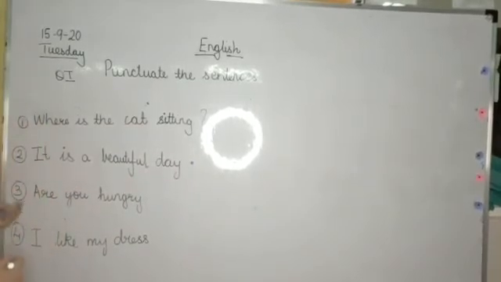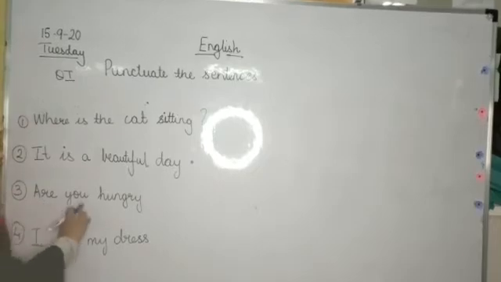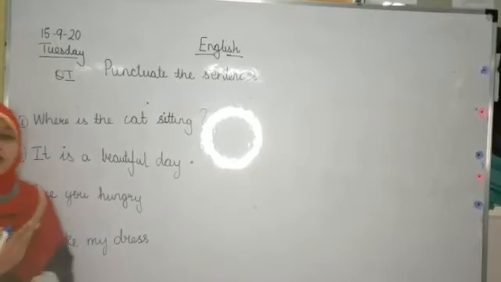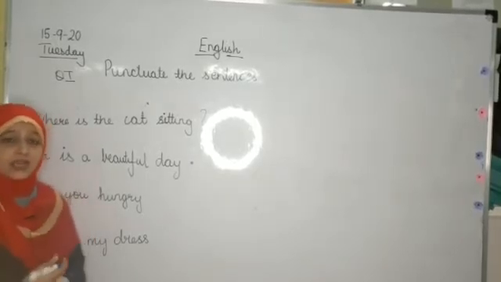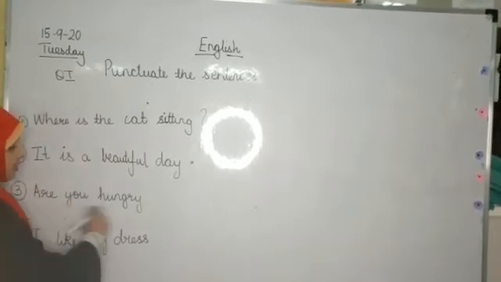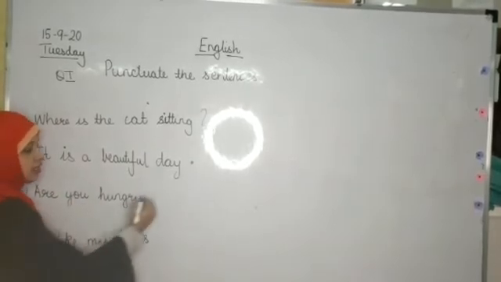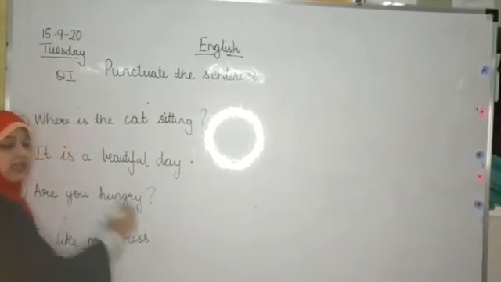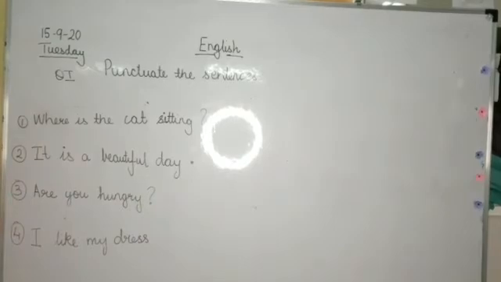Let's take one more example now. Are you hungry? What am I doing? When I say are you hungry, what am I doing? I am asking you all a question. I am asking you all something. Are you hungry? So when I am asking you all a question, I put a question mark. We use this sign. This sign is called question mark.